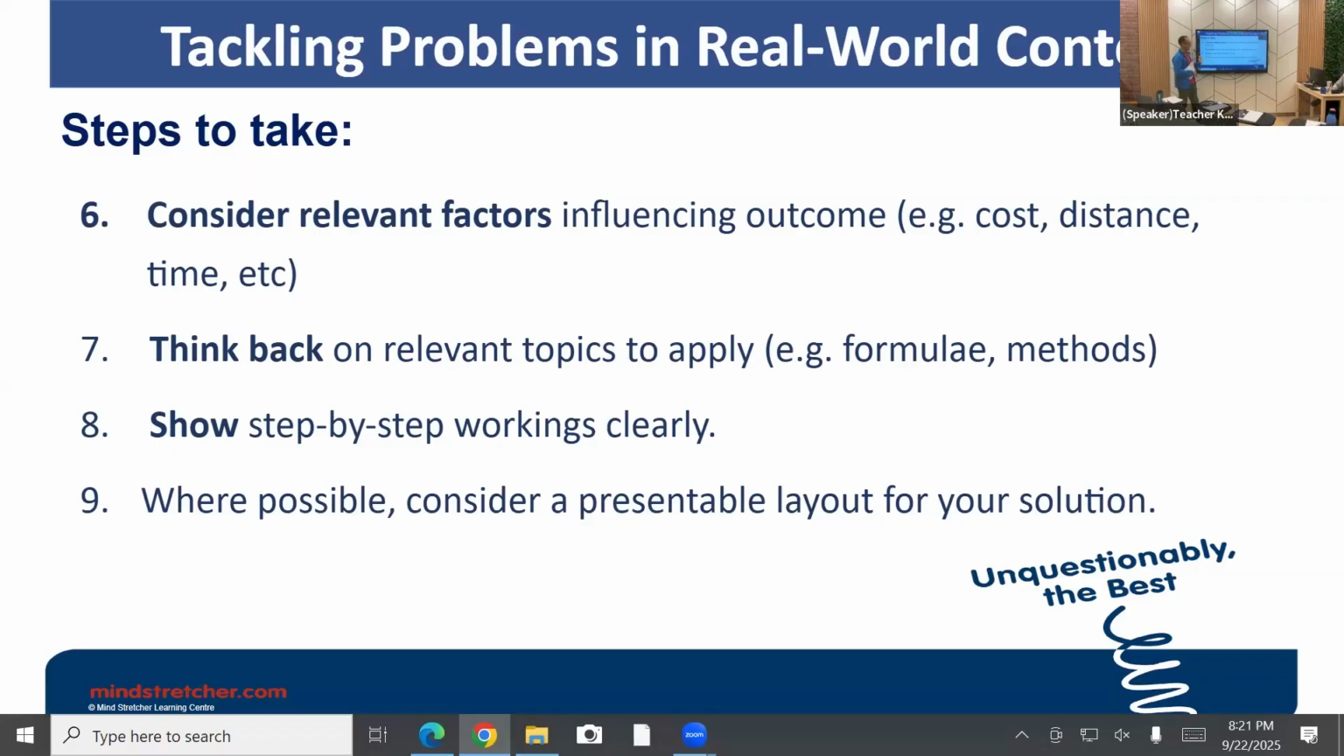And lastly, where necessary, not just where possible, you may need to present your answer in a certain layout, maybe in table form, where it's much more presentable and your information is given very clearly for the examiner to mark your paper, okay? Right, so let's go to the next one.